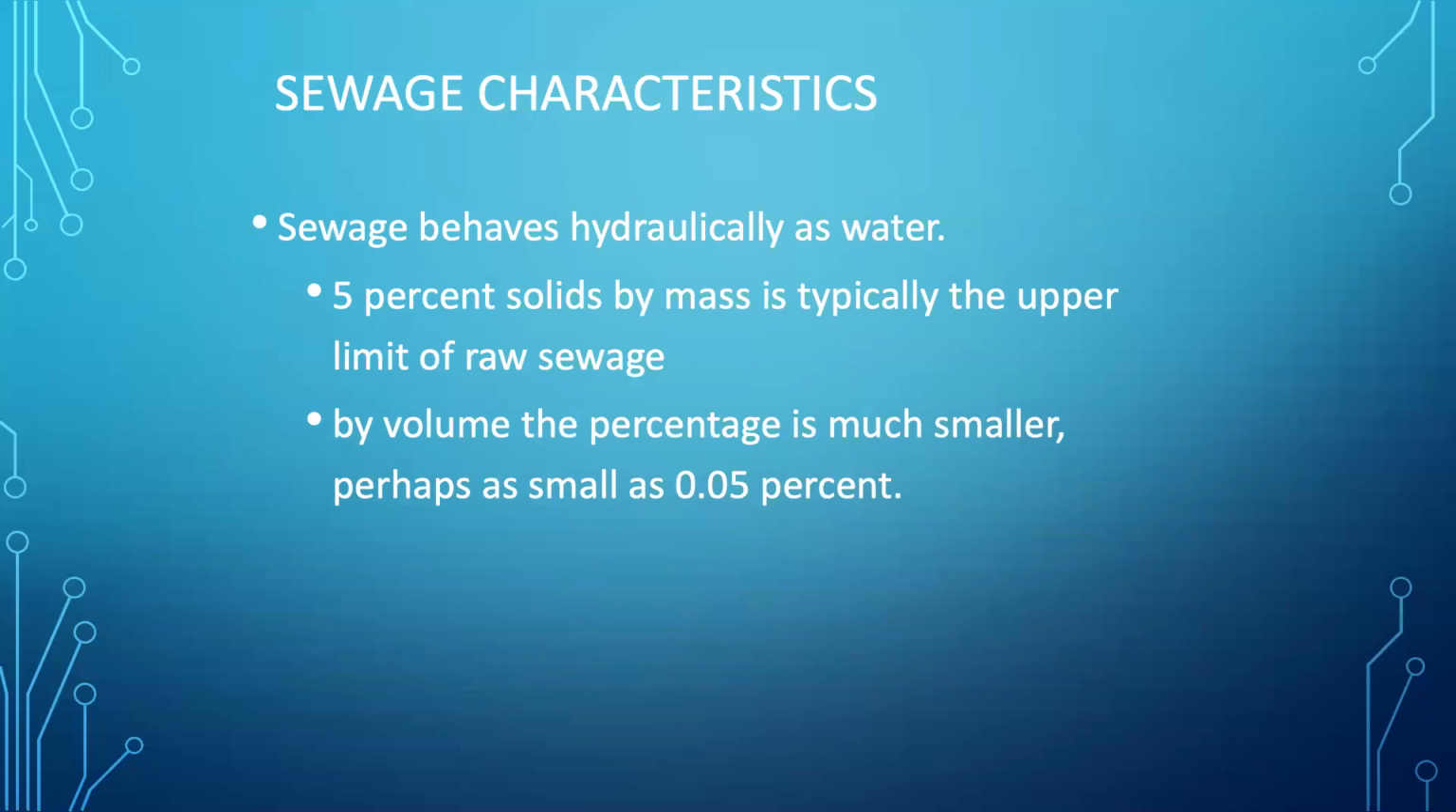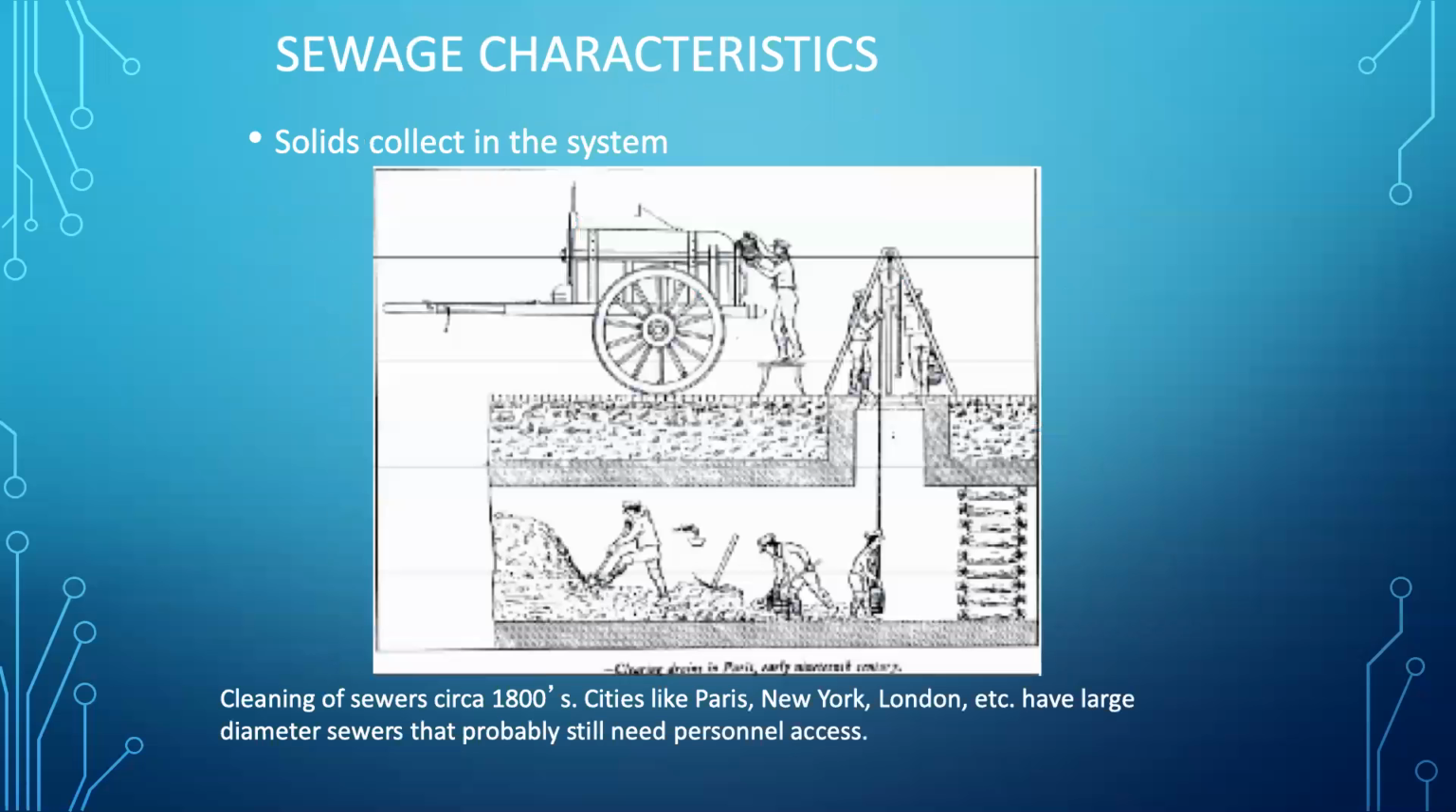So when we get to sewage characteristics, it behaves hydraulically pretty much like water. 5% solids by mass is typically the upper limit of raw sewage. So raw sewage with more than 5% solids by mass is unusual, and you're kind of approaching a slurry at that point. And then by volume, the percentage is usually quite a bit smaller, about 0.05% solids by volume. And the mention of solids is important because the solids collect in the system over time.